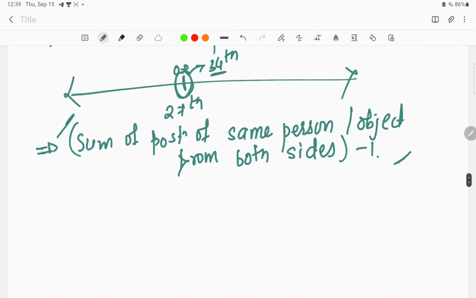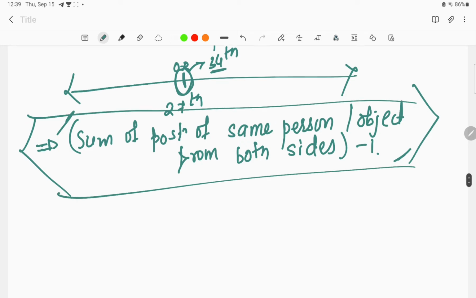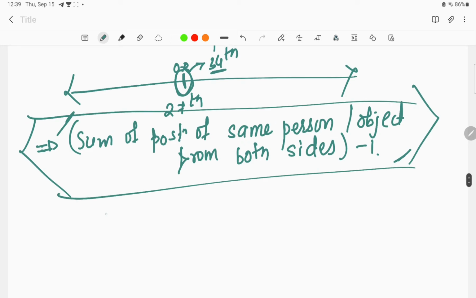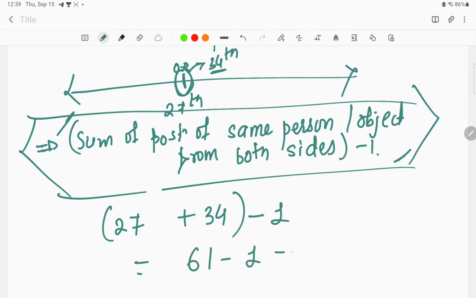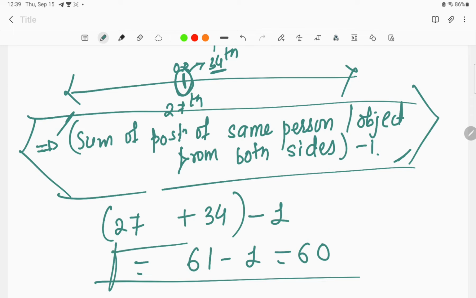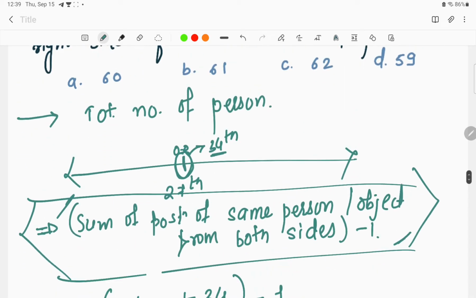So what we have to do in such cases, we have to apply this direct formula and find the answer. If we go by this formula, what we will find is his position from the left is 27th, and Prayush's position from the right is 34, right? So we have to take the sum of the positions minus 1, that is 27 plus 34 is 61, minus 1, that is 60. This is the formula in which we can directly derive the answer.